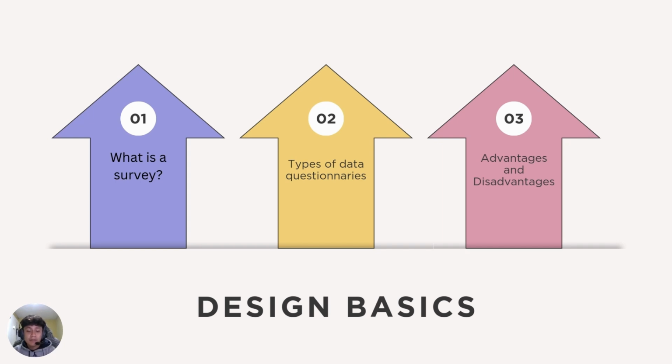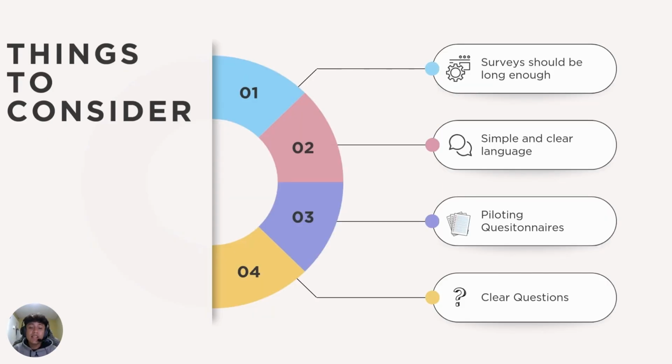About the advantages and the disadvantages, we could say that surveys are cost effective. They are quick and reach a large number of people. But we can get unreliable information because people tend to give information that they think is socially acceptable rather than their true feelings. When designing a questionnaire, there are some important rules that we need to follow.